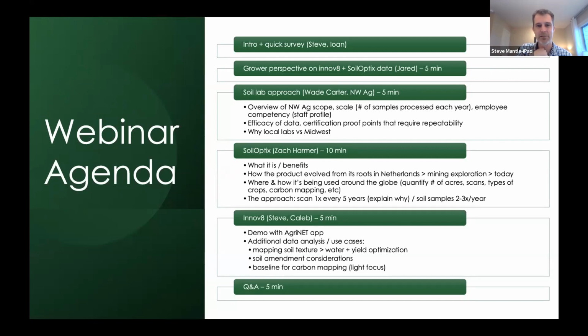And then myself and Caleb Penn, our data scientist, will close with a little demo showing different layers of soil and sensor data in Android and iOS app. And we'll get into some use cases that start to kind of bring all of this together. And then we'll open up for Q&A.